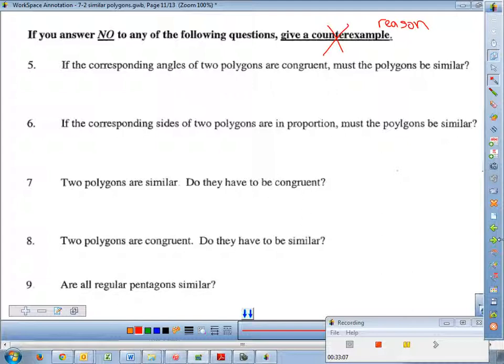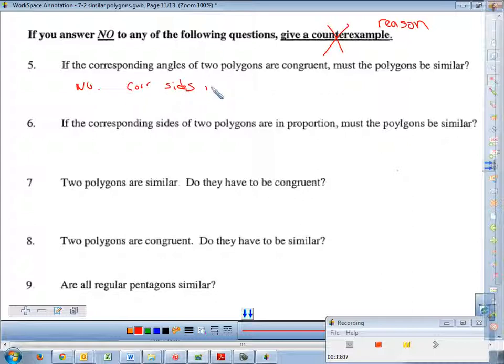If the corresponding angles of two polygons are congruent, must the polygons be similar? Yes or no? Well, there's two rules. I want you to go through each one of these problems by checking through those two rules. Rule number 1, corresponding angles are congruent. Is that satisfied in problem 5? Yes. Rule number 2, corresponding sides should be proportional. Is that satisfied in number 5? I have no idea, right? So must they be similar, yes or no? No? What's your reason?